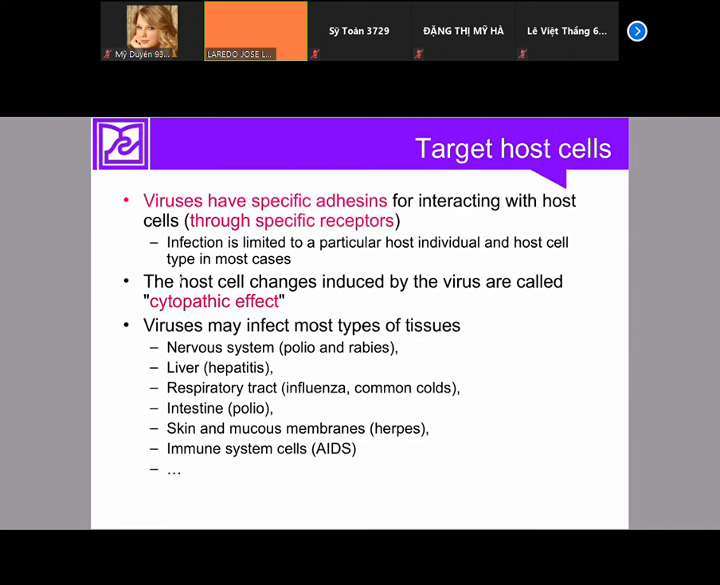When the host cells are infected by the virus, the appearance of the host cells is very strange. So it is possible to know that the host cell is infected because they appear very strange. This is called cytopathic effect. Cyto means cell, pathic means disease. So what is the cytopathic effect? The cytopathic effect is the strange appearance of the host cell when the host cell is infected by the virus. That's the cytopathic effect.